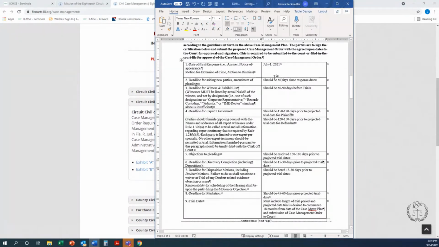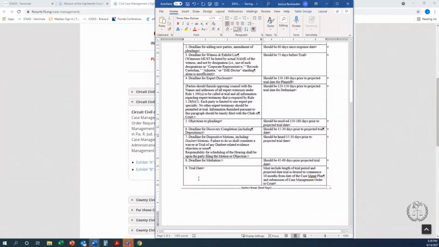Place an exact specific date. So if you're going to use a time frame, put 60 days since the response date, or you could put in there what you believe the exact date would be from the response date. Same thing, you have the deadline for witnesses and exhibit list: 60 days before trial, 75 days before trial, 90 days before trial. So you could put 75 days in there and put those in within each of these components.